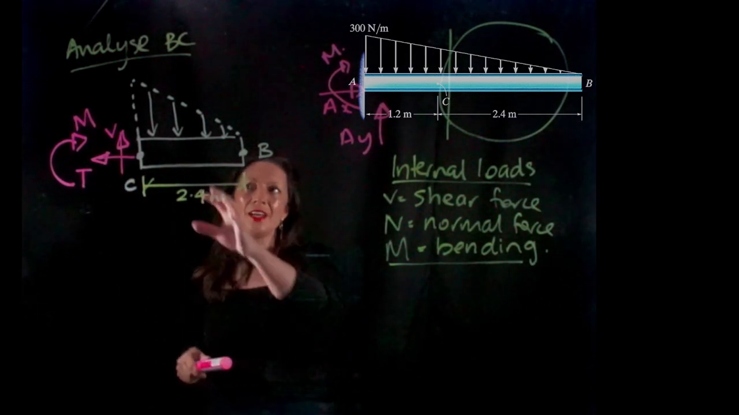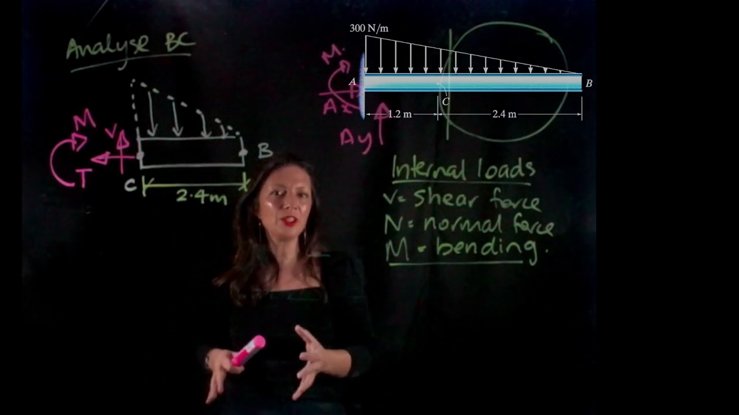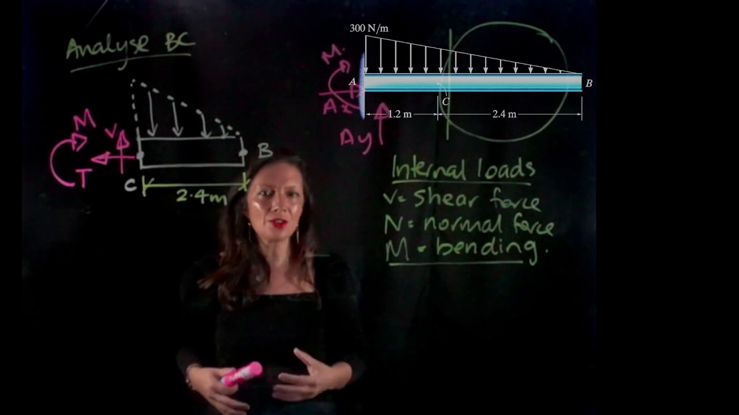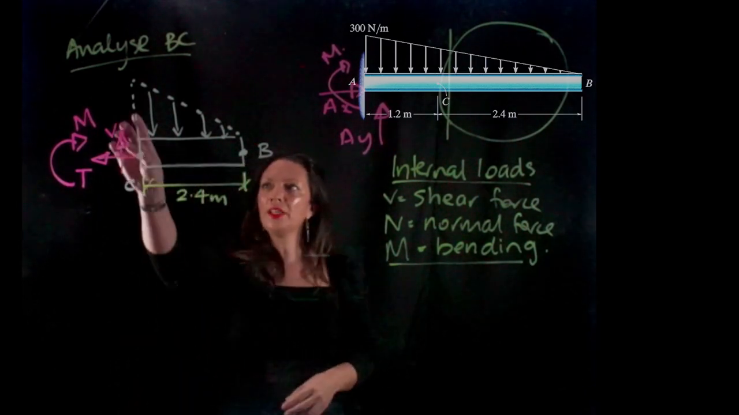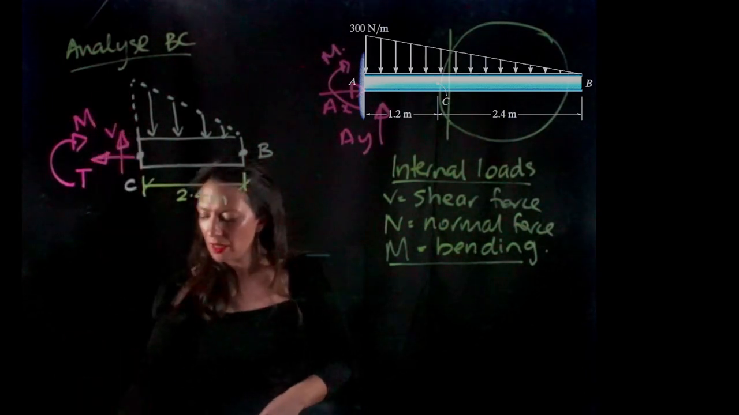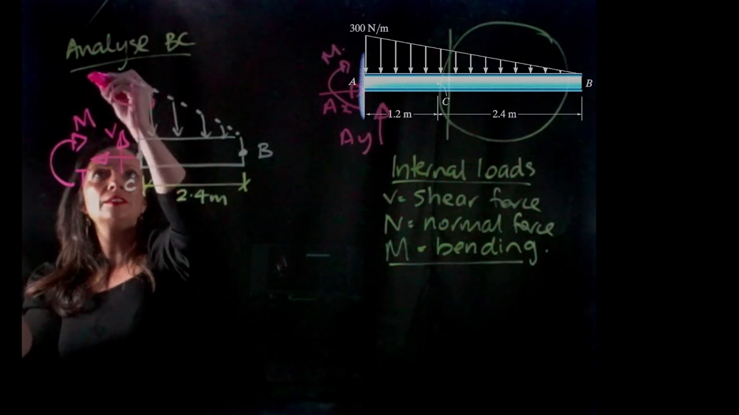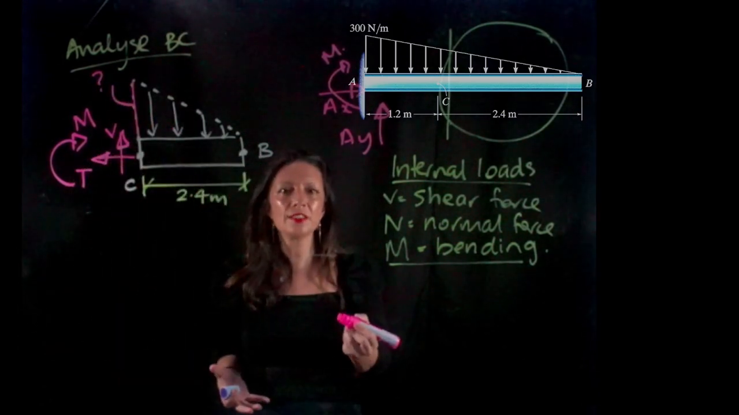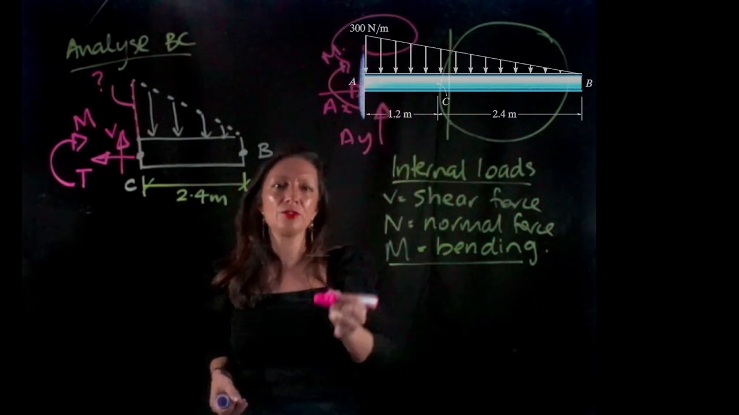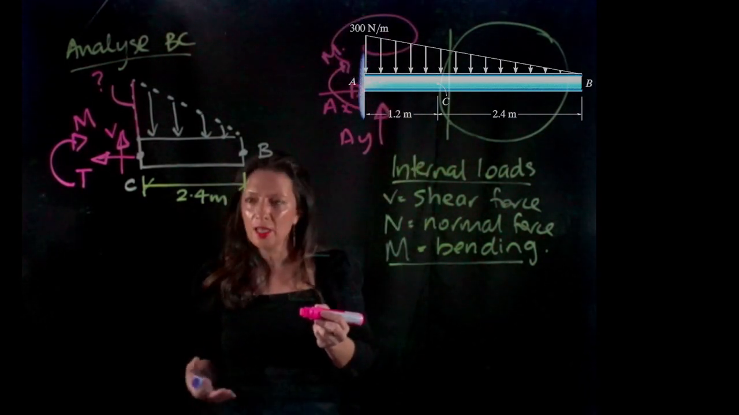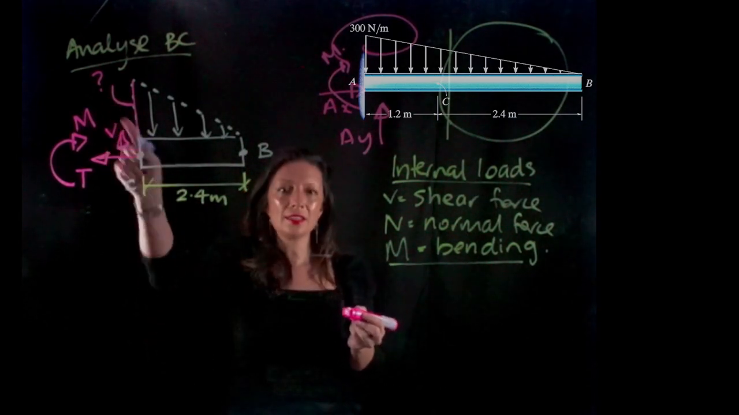But first, I have to sort out what I'm going to do with this distributed load. And a distributed load I need to turn into a concentrated force. So I don't actually know what the height here of my distributed load is. I know what it is at the end of the beam. It's 300 newtons per metre, but what is it here? How can I solve this?